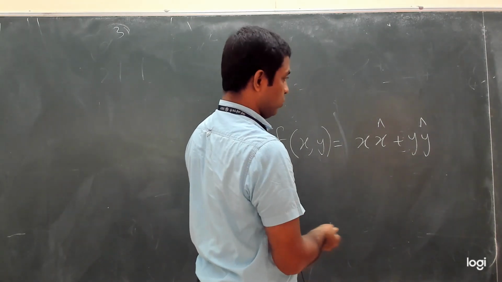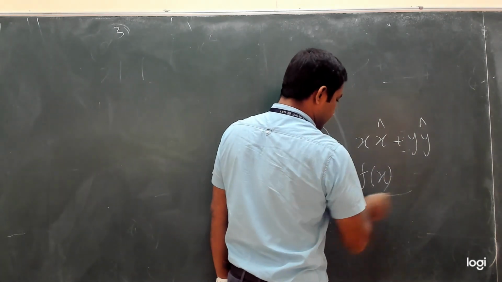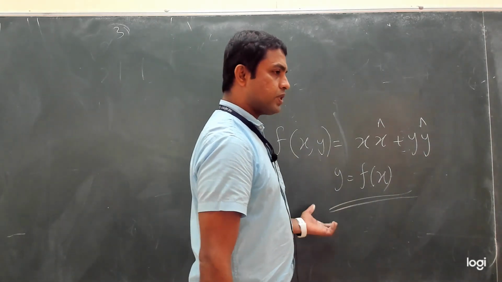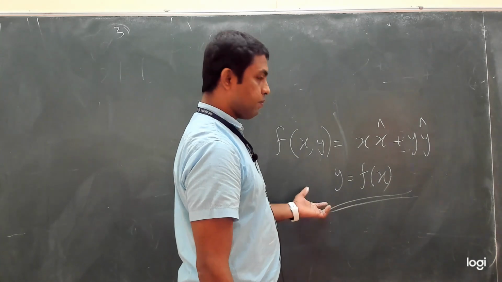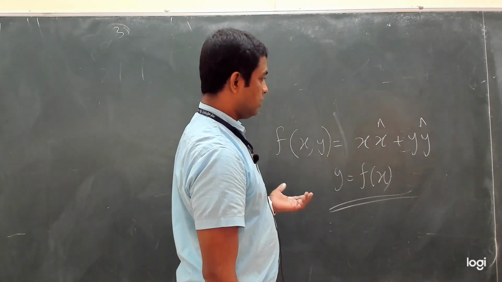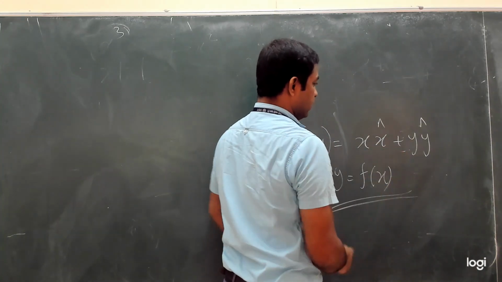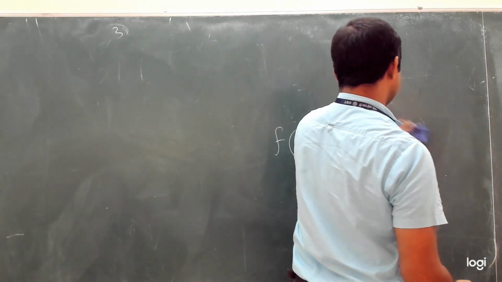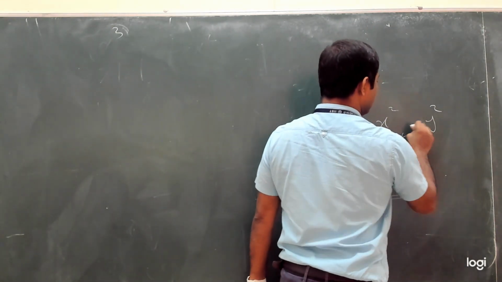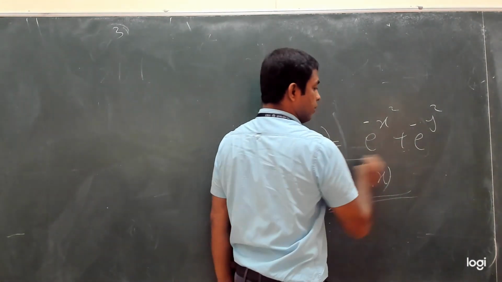How do you plot in 2 dimensions? When I say y is equal to f of x, it is very important that you understand this. When I have y is equal to f of x, which dimensional plot is this? It's a 2-dimensional plot. And this one? It's a 3-dimensional plot. For the time being I can ignore x cap and y cap, not taking the vector into account. I can just say e power x square plus e power y square, plus or minus whatever. It's a function of x and y, so it is a 3-dimensional plot.